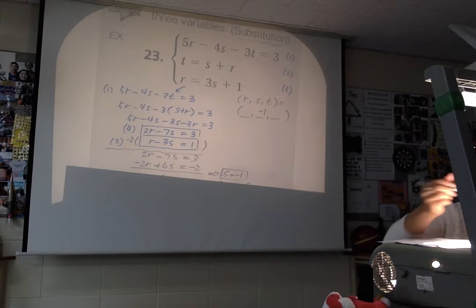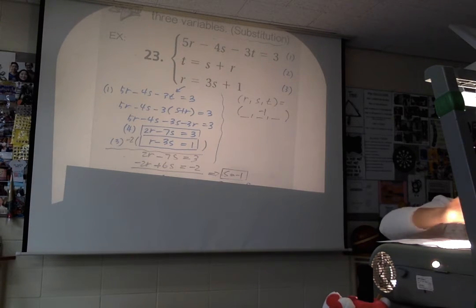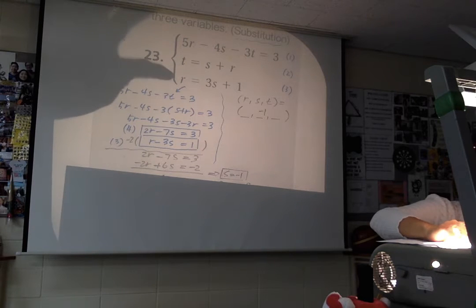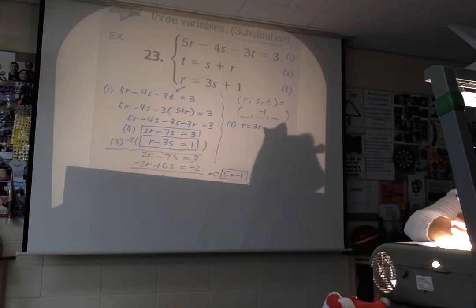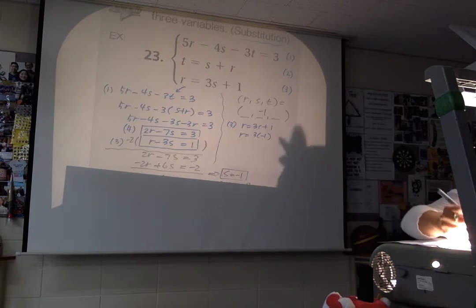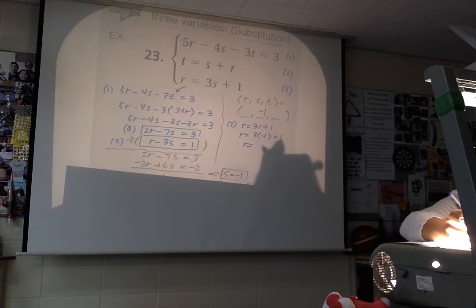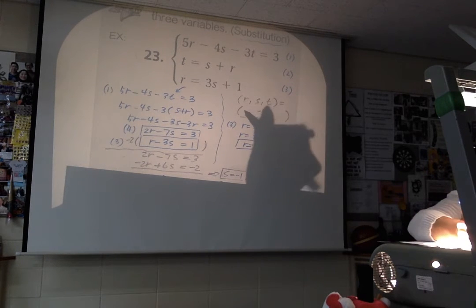Now we got to find T and R. So let's actually go here. Well, we know S, we have R. So we should use equation 3 to plug in for S. So R is equal to 3 times negative 1, which is what we found, plus 1, which is R is going to equal negative 2. So we found this guy. So R is negative 2, so I'm going to plug it right here.